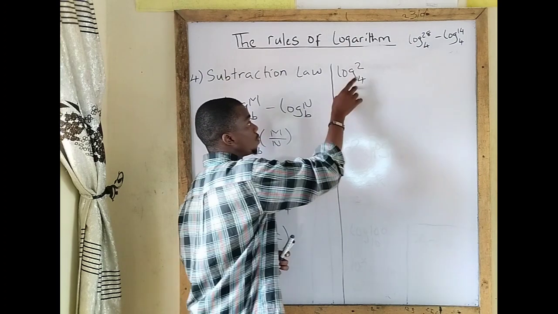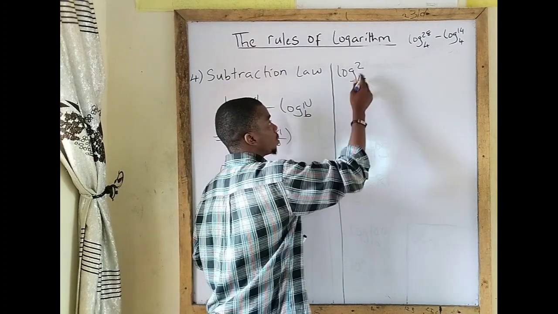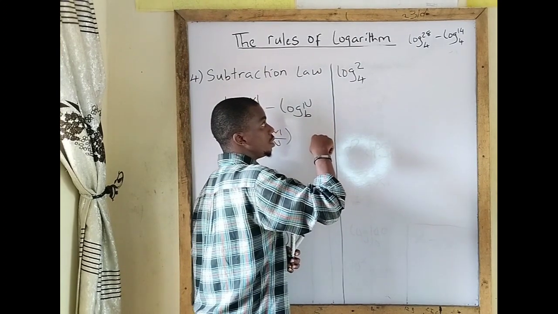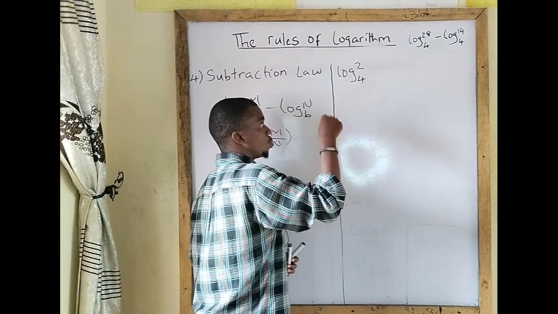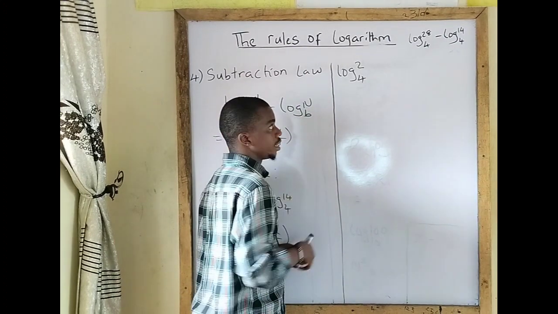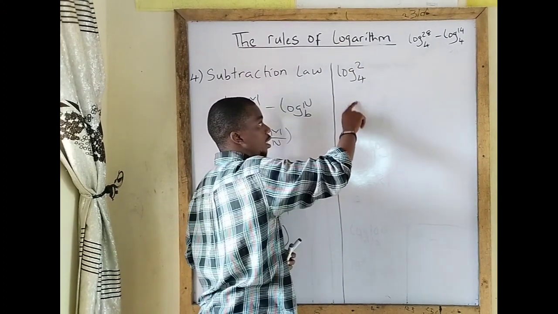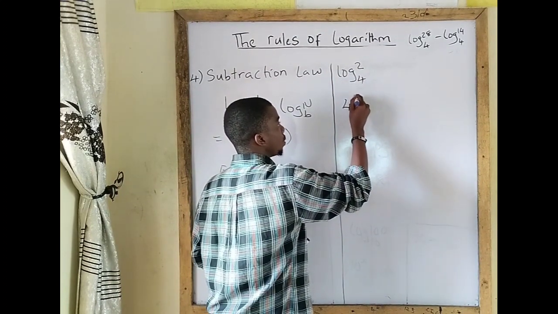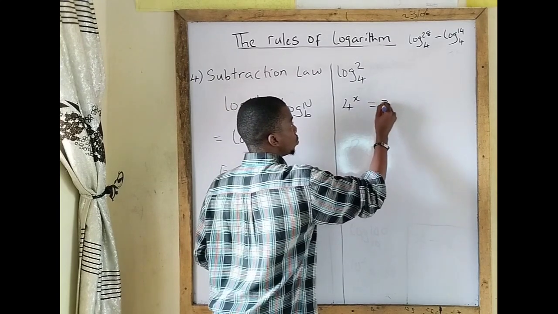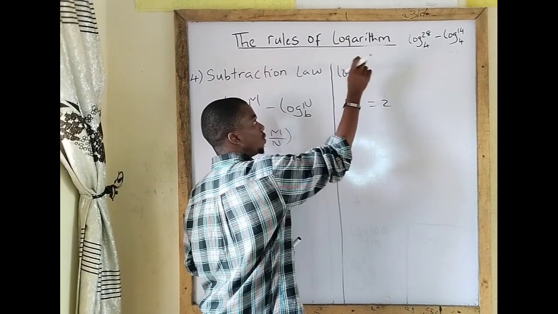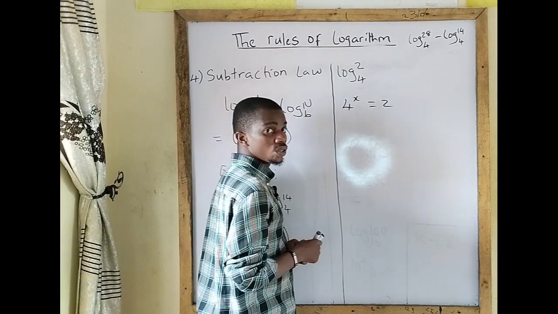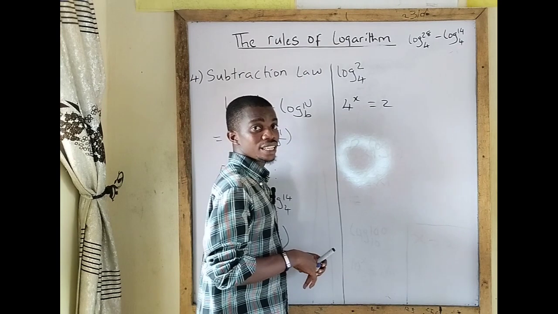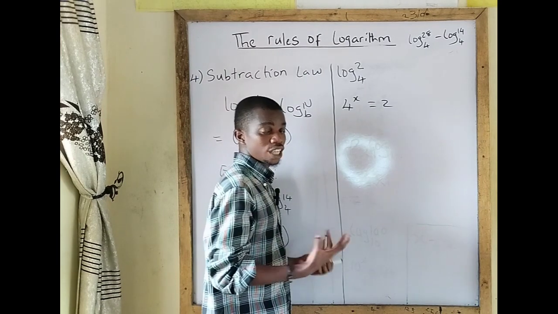So the only way of solving this is following the definition that the log of a number, say n, is the power to which the base must be raised to obtain n. Our 2 is the n, and our 4 is the base. So we raise our 4 to a power, say x, and we say it is equal to 2. This is the index form of this logarithm. Remember in our last video we said that all logarithms have an index form or exponential form.